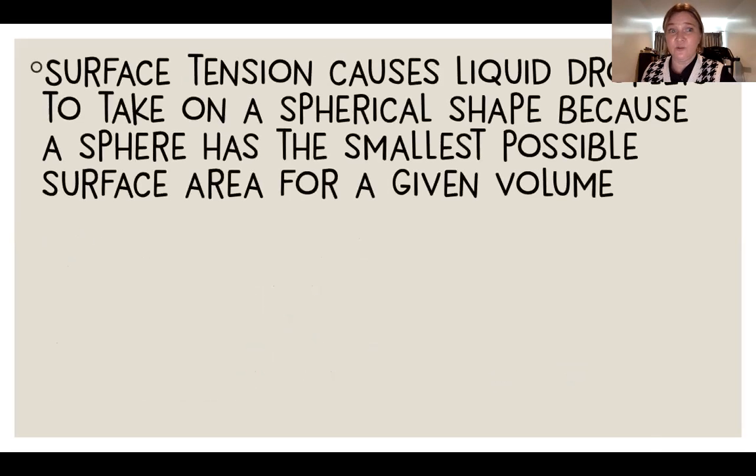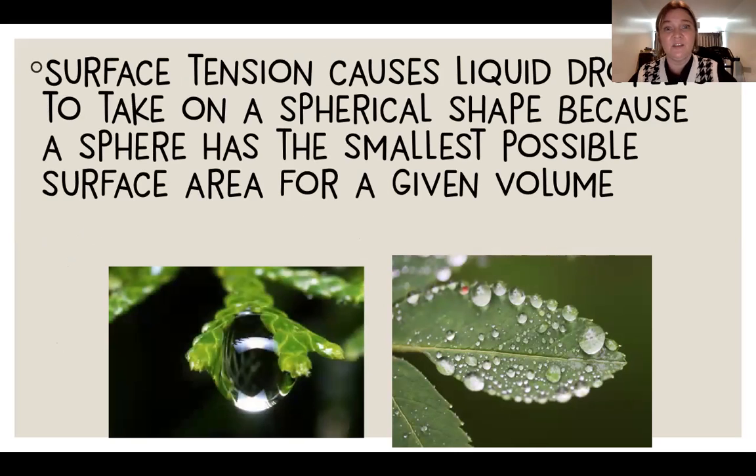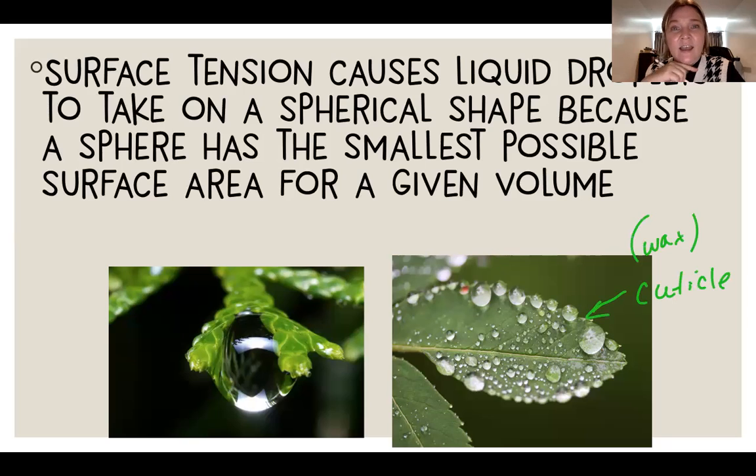Surface tension causes liquid droplets to take on a spherical shape because a sphere has the smallest possible surface area for a given volume. Now, one of the things that we'll learn in semester 2 is about plants. The surface of plants is covered with a waxy layer called the cuticle. It's a waxy layer, and if you remember from bio last year, wax is a type of lipid, which is non-polar. So polar water certainly doesn't want to have any kind of contact with anything non-polar, but if it must, it's going to take on a shape that has the smallest amount of surface area, which is a sphere.